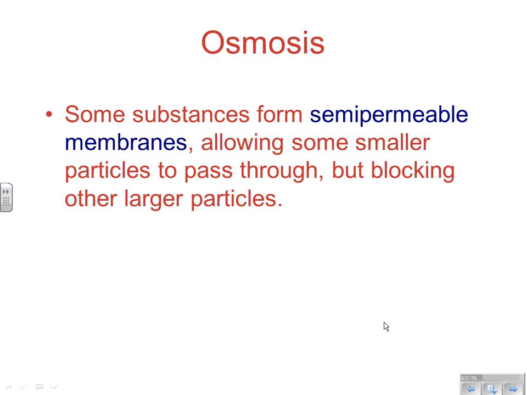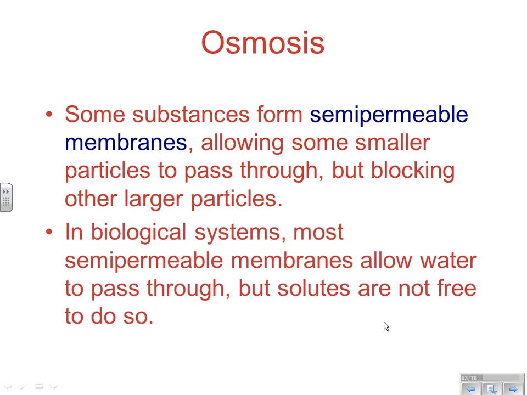Now, the very last part of colligative properties is the concept of osmosis and osmotic pressure. Some substances form semi-permeable membranes. This is an idea from biology, so some of this discussion may remind you of something from honors biology a couple years ago or regular biology. They form a semi-permeable membrane, allowing smaller particles to pass through, but blocking larger particles from entering. And that's why it's a semi-permeable membrane. Small particles will permeate the membrane or move across the membrane, but large particles won't.